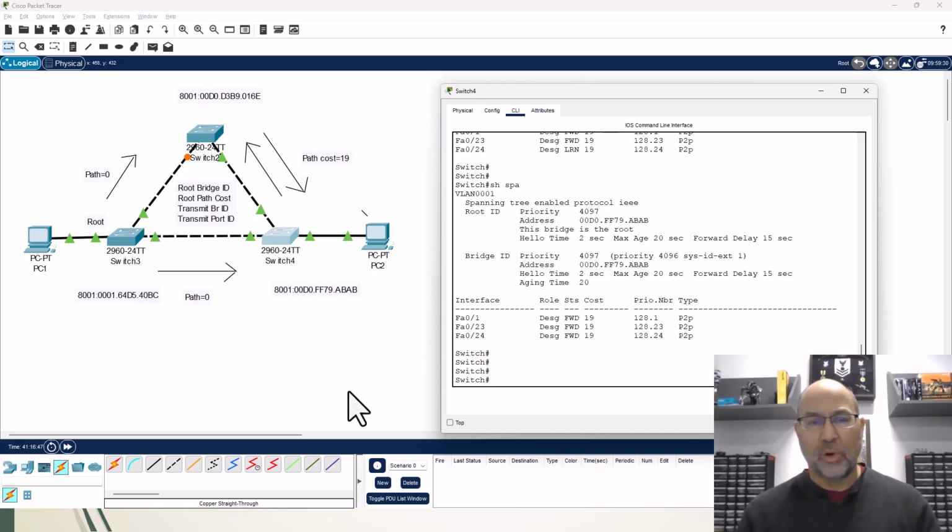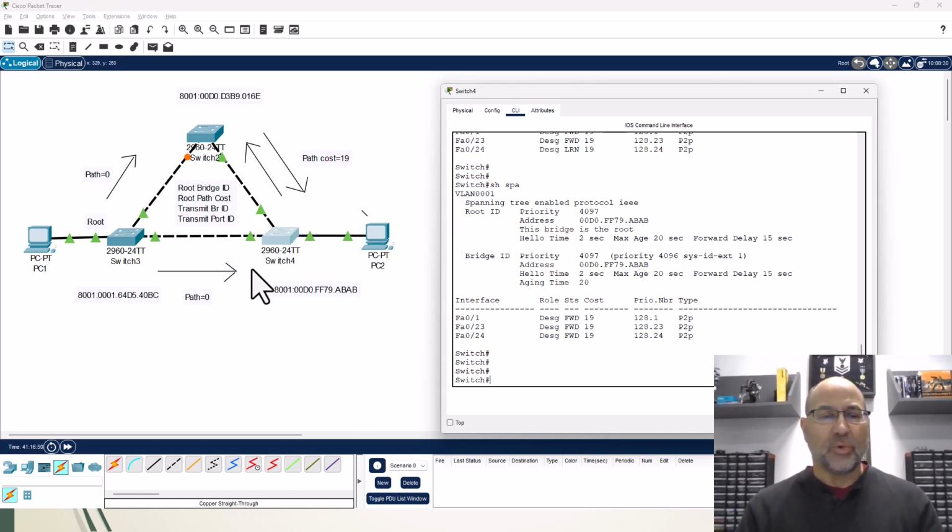Why did it block the port? Well, the root ID is over here. Path cost is 0 on these two legs now. Path cost would be 19 for both of these, but who has the lower MAC address, the lower bridge ID? Well, switch 3 wins over switch 2, and so that's why switch 2 had to block.